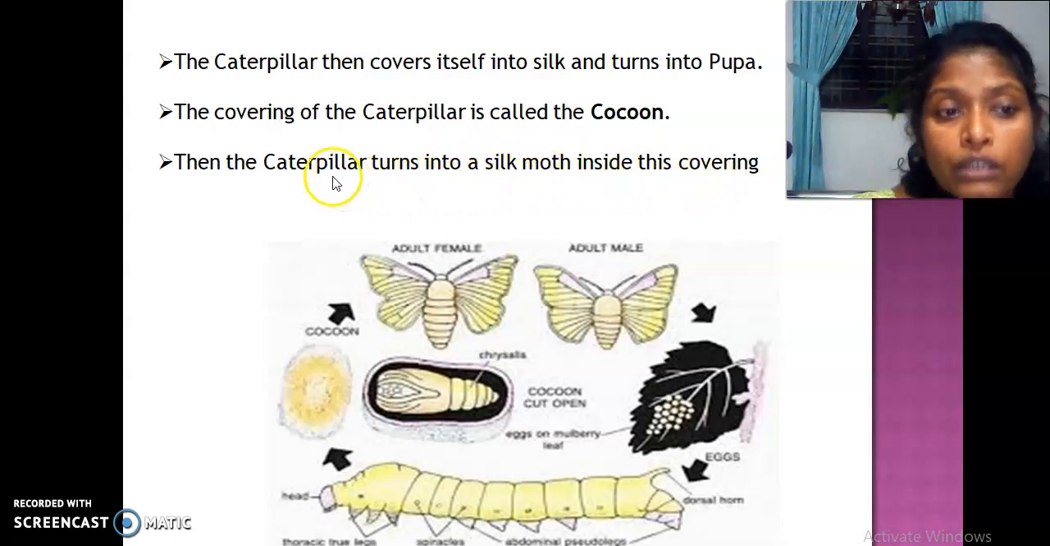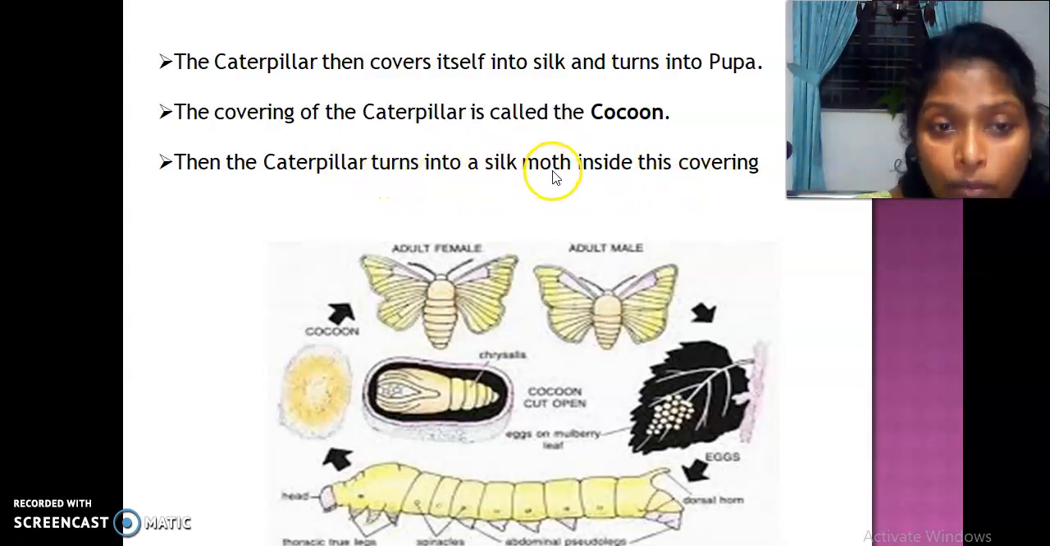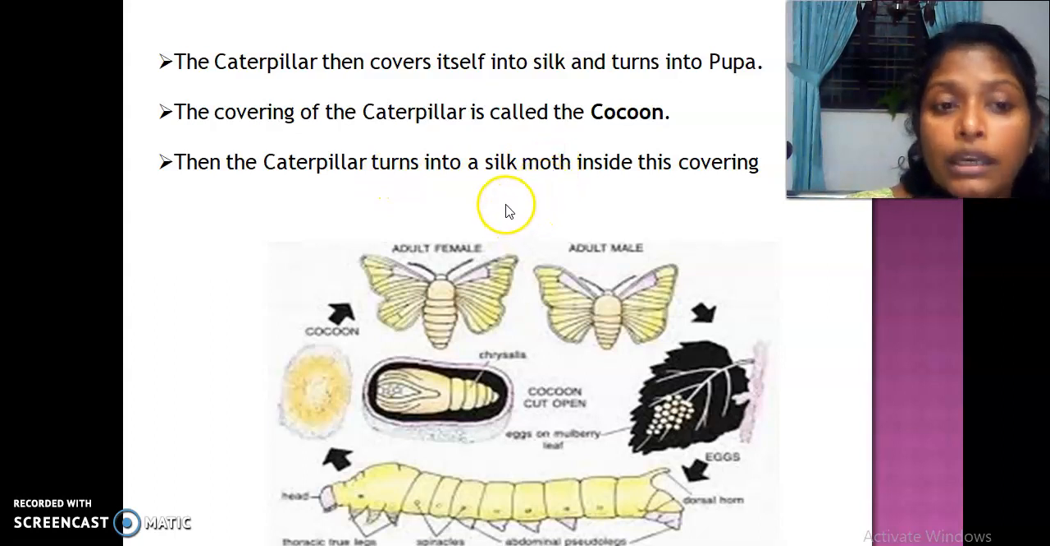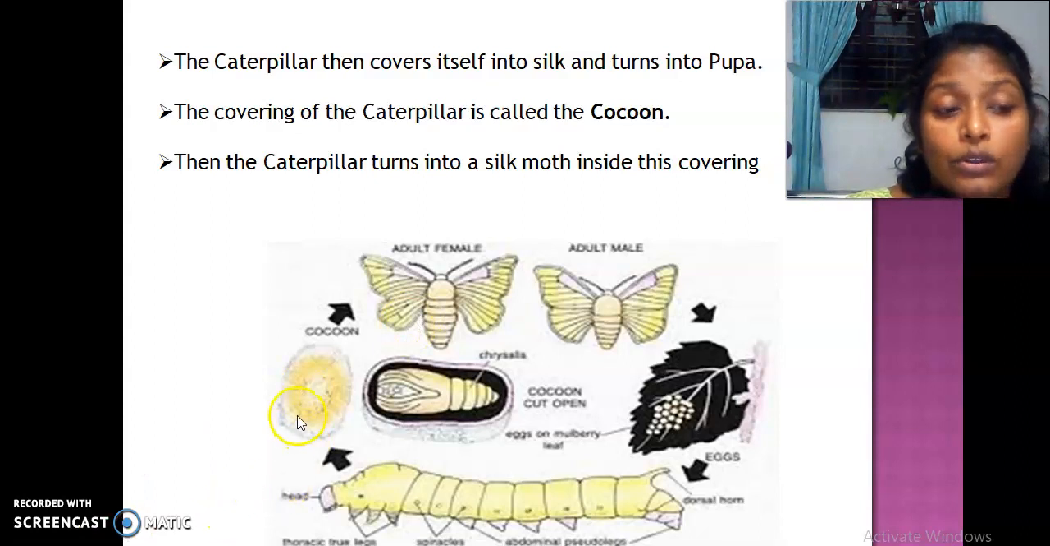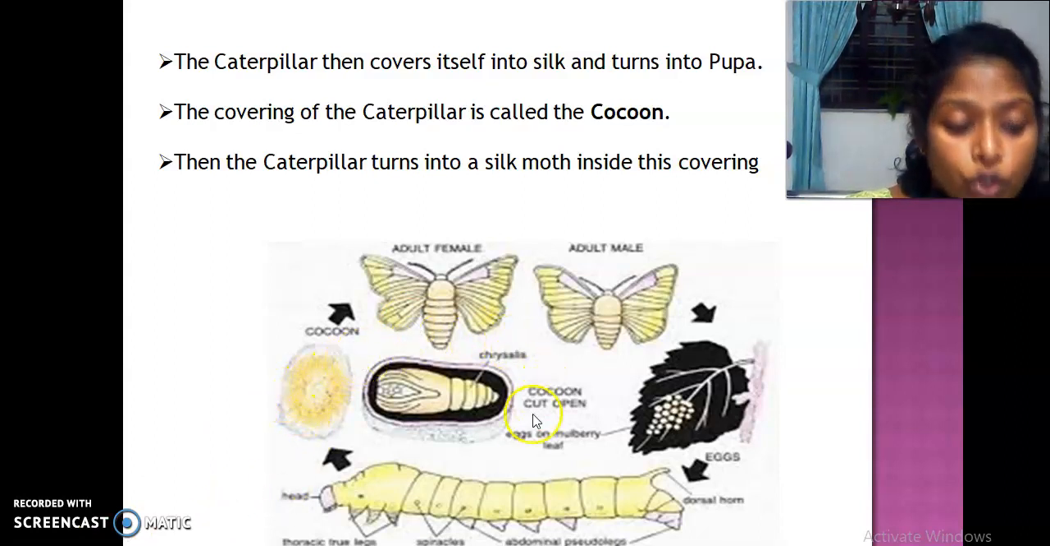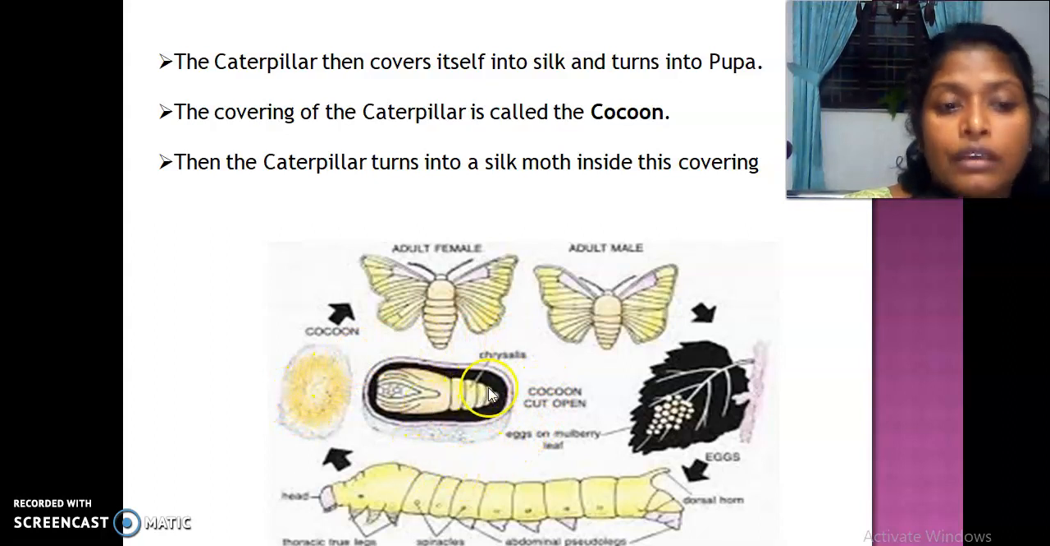So even though the caterpillar is turning into a moth inside the cocoon, it is providing the silk to the farmer, but the moth's color and texture is not silky. It is a very dull looking moth. So this life cycle is very simple. All of you draw this diagram in your notebook.